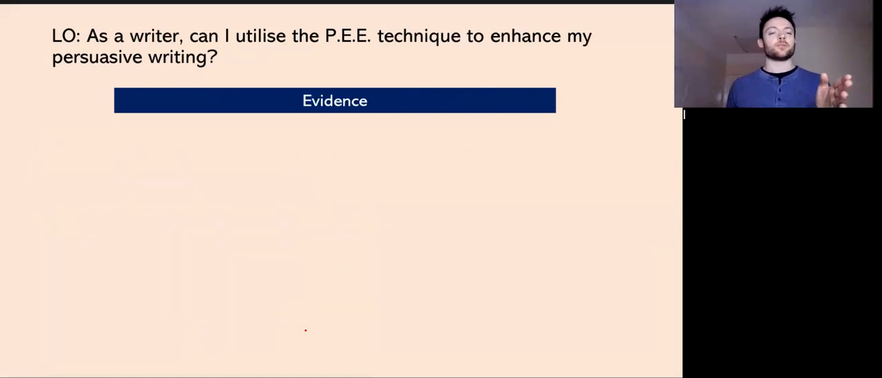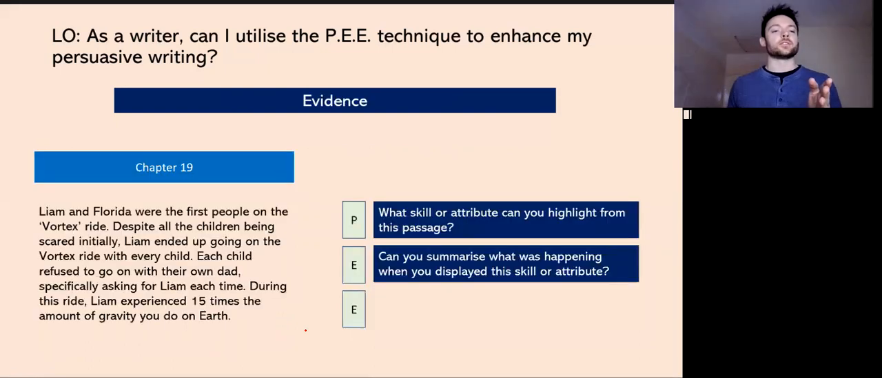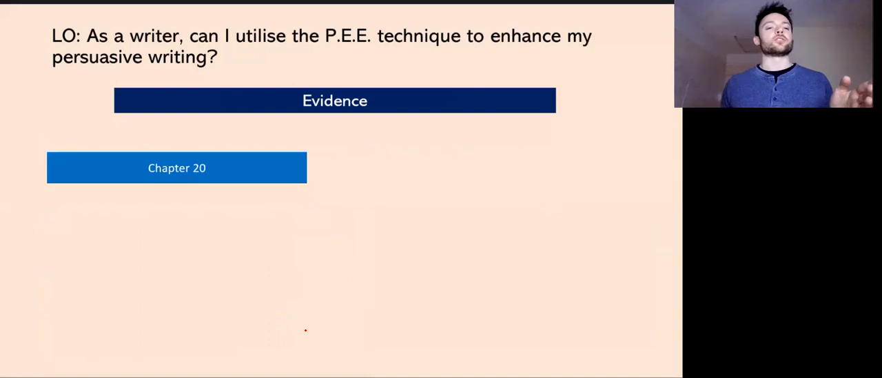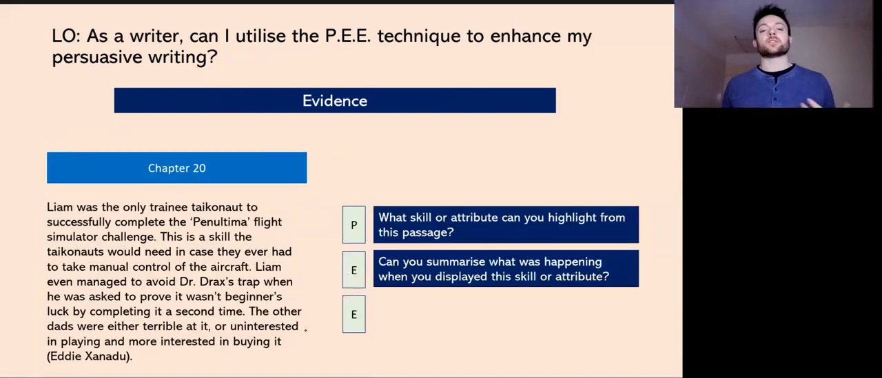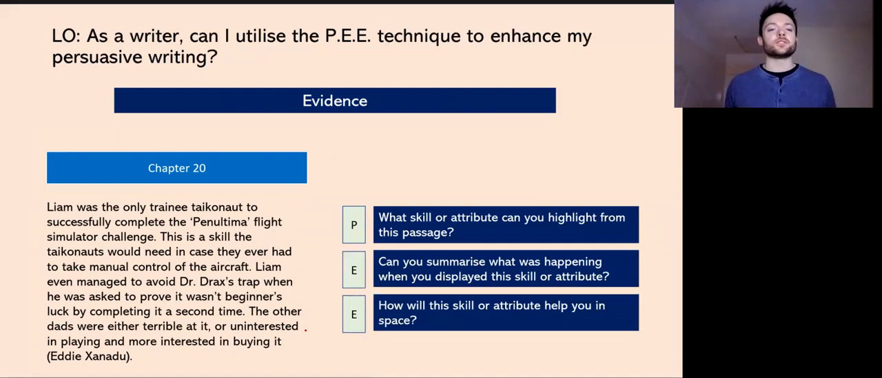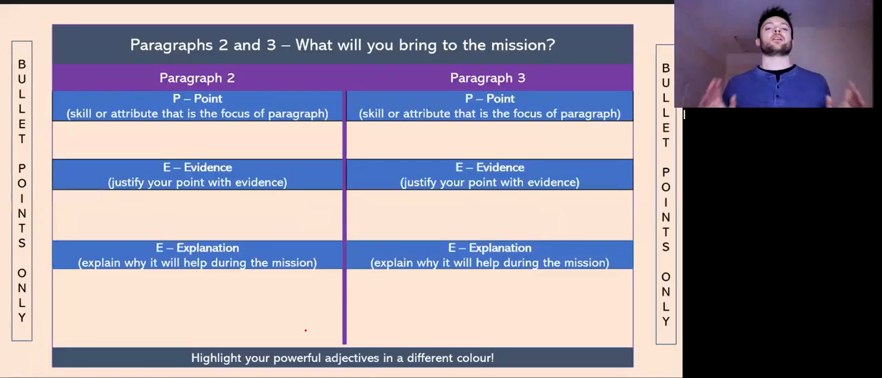Now, there are 3 of these, okay? You notice we'll just fly through. So you've got chapter 19, when they went on the vortex, the vortex ride. And then you've got chapter 20, when they went on the penultimate flight simulator, okay? You've got the same task for the 2 of them, but you need to choose, because you'll notice the plan asks you to do 2 and 3. So you only need to choose 2. The ones that really speak to you and you think are the strongest, go for those, okay?